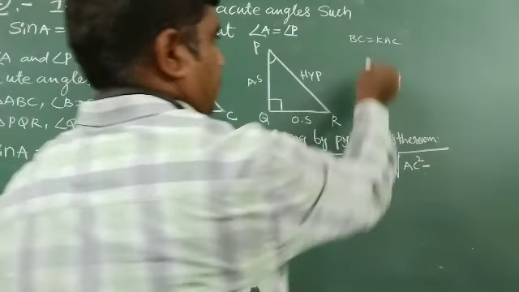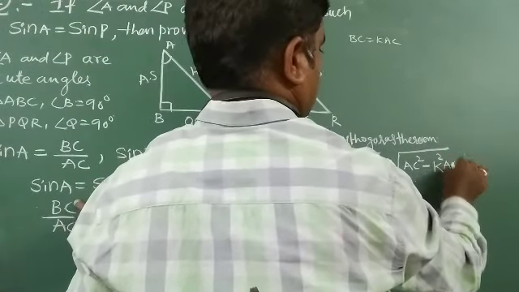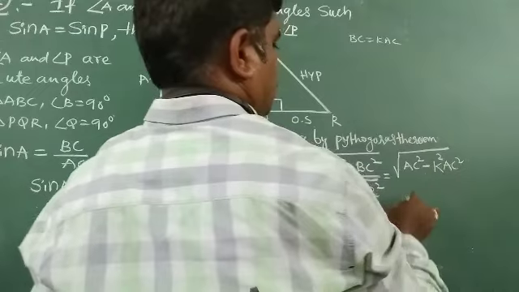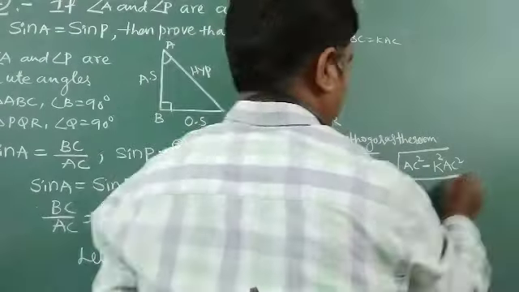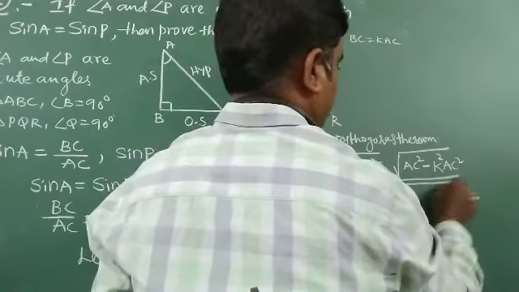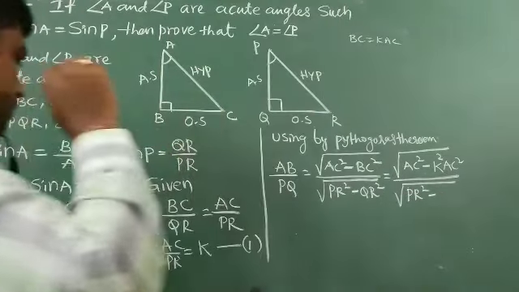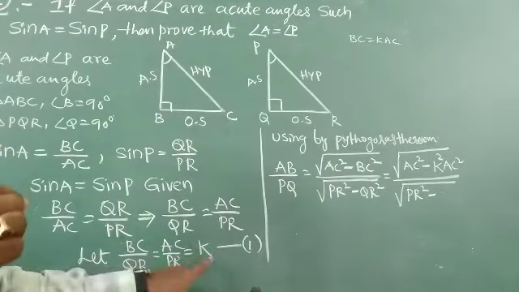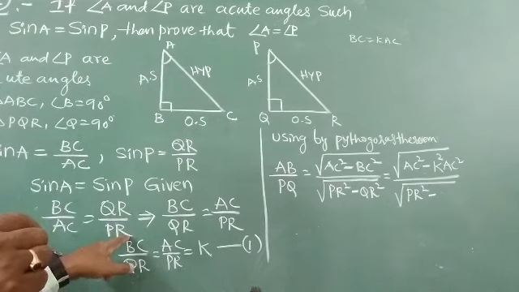So here we are substituting that value. K square AC square. When BC equals K into AC, then BC square equals K square into AC square. By the same, under root of PR square minus QR square. See, QR by PR equals K. Before rearranging the terms, QR by PR equals K.